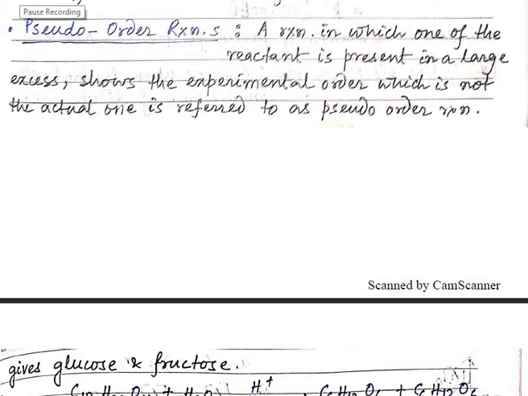Hello students, in our last class we started a new chapter, chemical kinetics, and in that chapter we have already discussed the basic concepts: what is the rate of a reaction, what is the rate constant, what is the rate equation, what we mean by order, what we mean by molecularity, and what are the differences between order and molecularity.